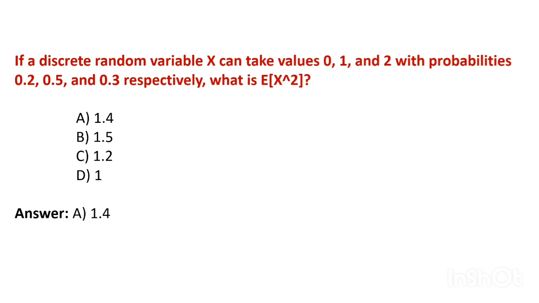So, expectation of x square is generally 0 square into 0.2, its probability, plus 1 square into its probability, plus 2 square into probability 0.3. After computation you will get 1.4. The correct answer is option A.